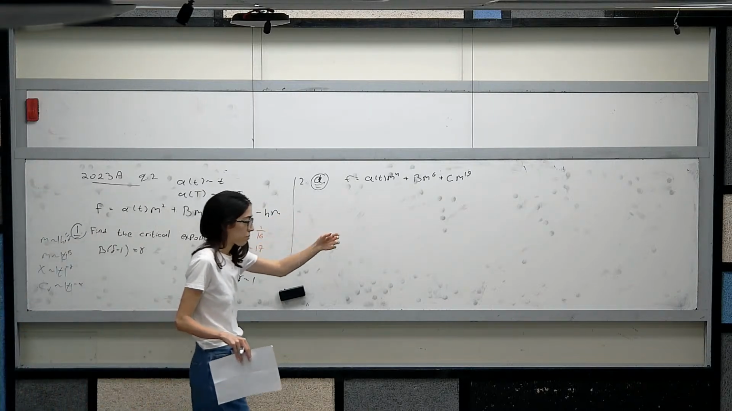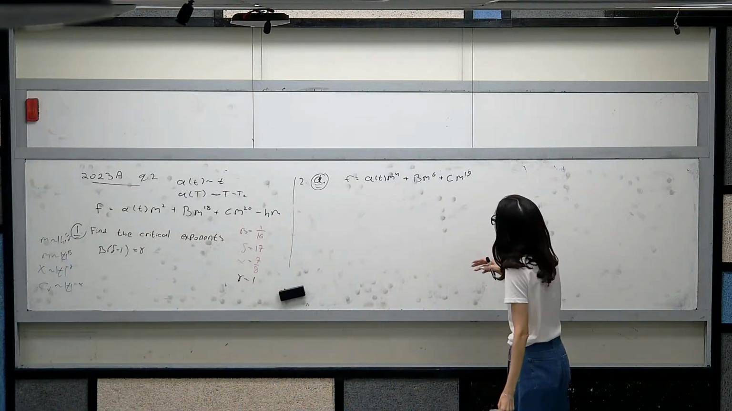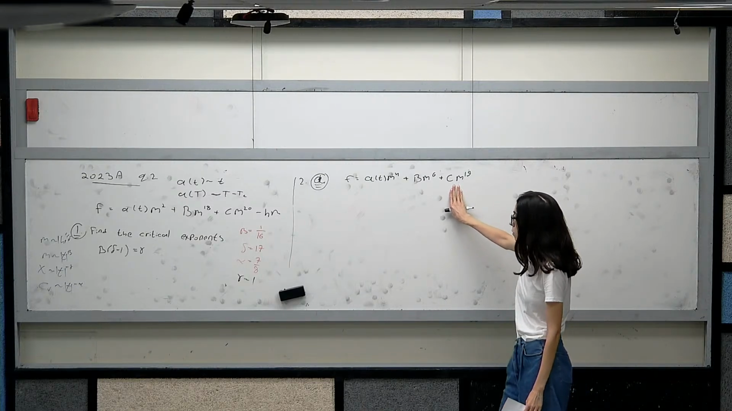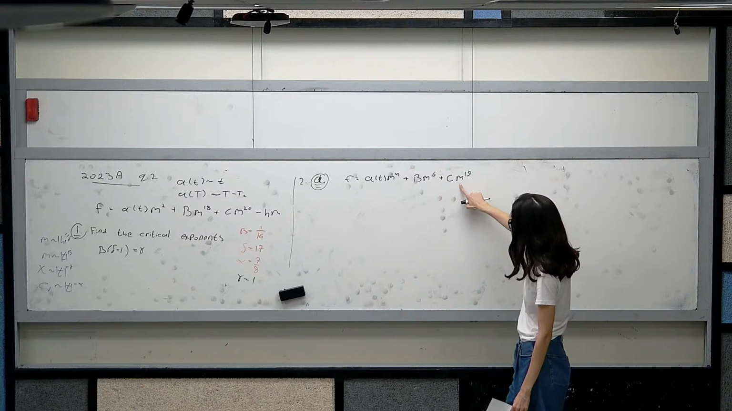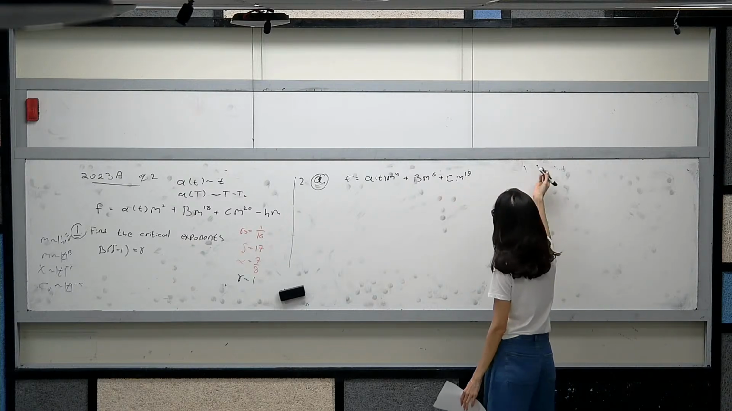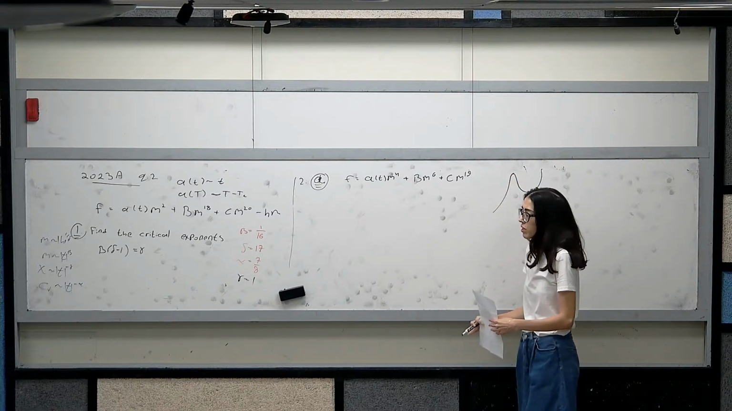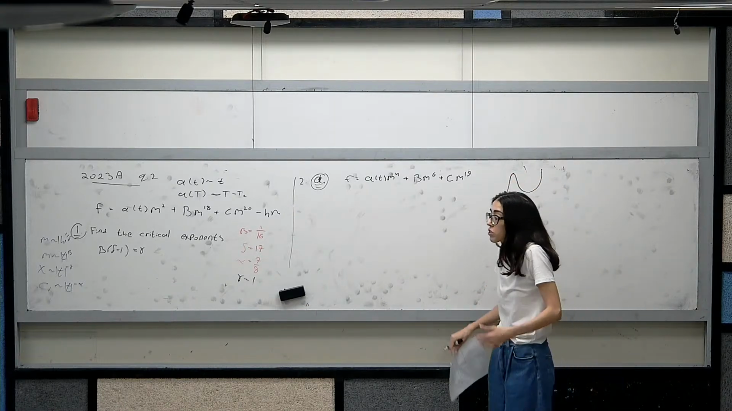So for this example, you have one odd exponent of m, so you know that it's going to look like something like that, for example. So you have something that's very unstable, so you could just say that.